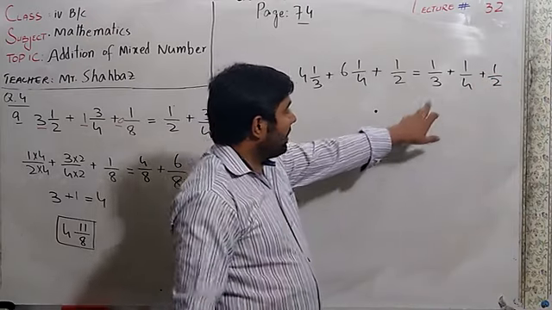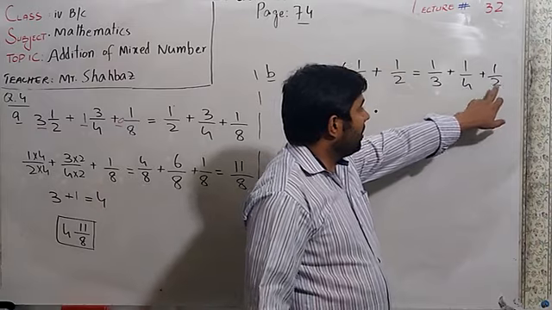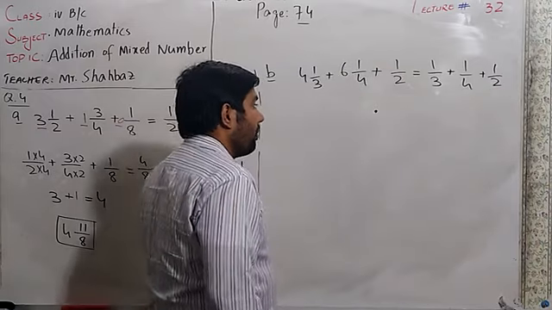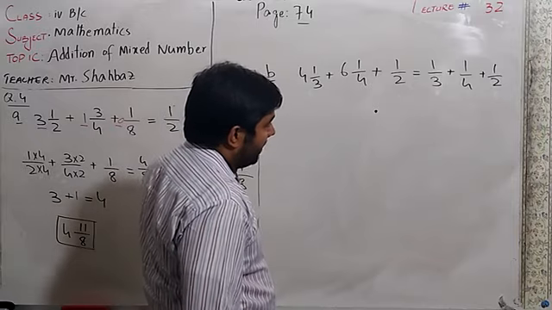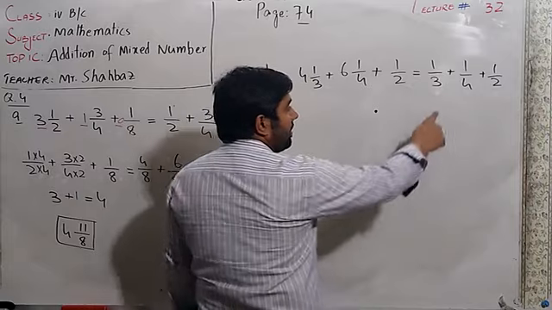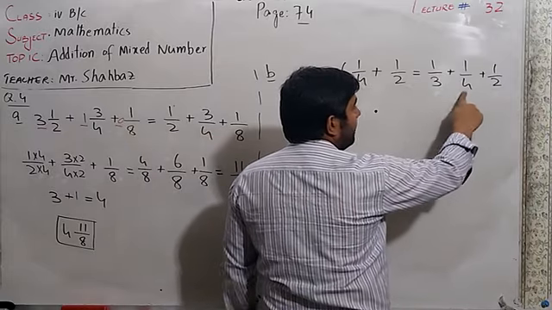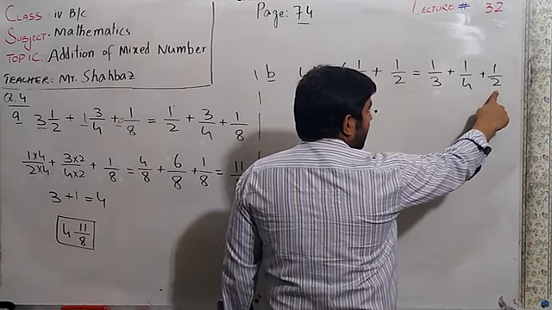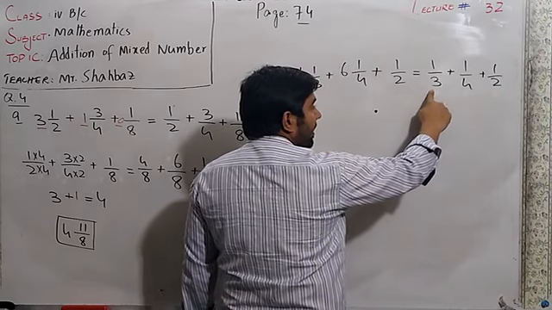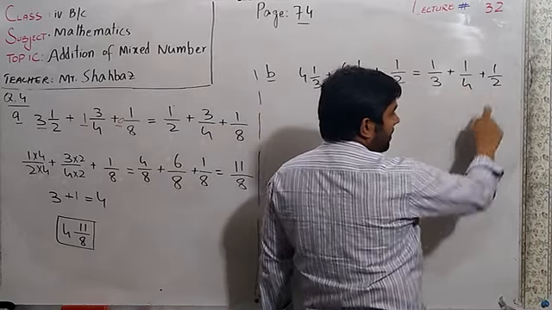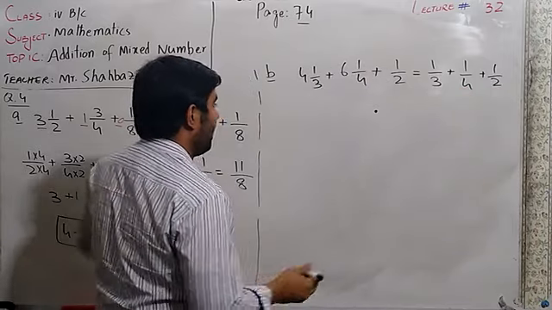Now these have different denominators. We will make the same denominator. We will make like fractions. You see which numbers these three numbers go into: 3, 4 and 2. So we will make all the denominators 12, because 3 4s are 12, 4 3s are 12 and 2 6s are 12. Okay?